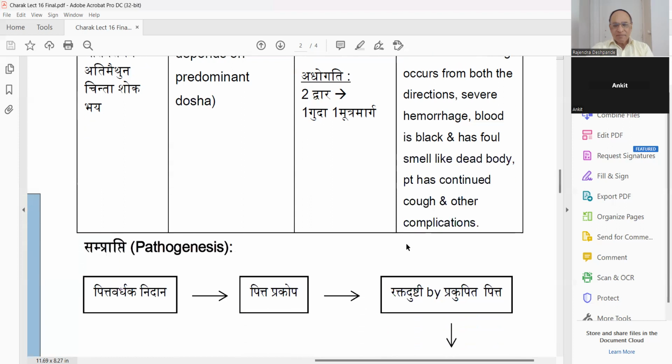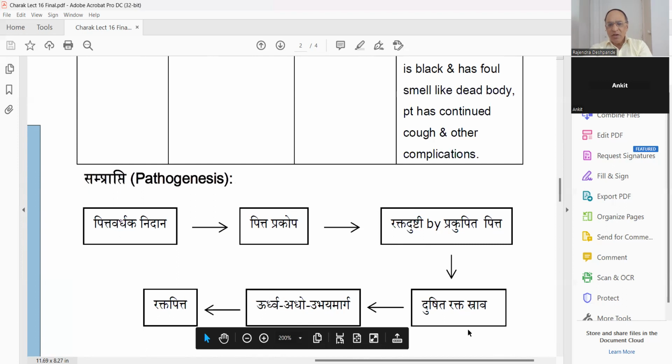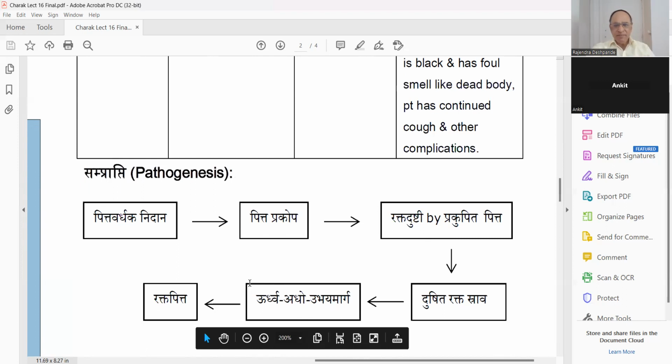Let us see the pathogenesis. Pitta vardhaka ahara vihar, that I have already explained. Excessive eating of chili, spicy, pungent, sour and salty food, pickles and chutney all the time, that makes the pitta prakop. Then rakta dushti by prakupita pitta, dushita rakta, urdhva, adh and ubhaya marga, and rakta pitta vyadhi will be there.